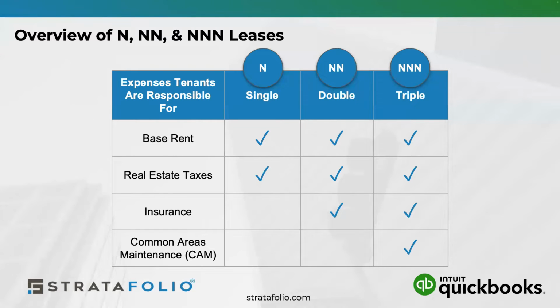So, as you see here, each of the Ns in a triple net lease stand for a specific expense that the tenant will pay their portion of. All of the tenants obviously pay their base rent. Depending on the lease, there may be only one expense, two expenses, or all three of them.